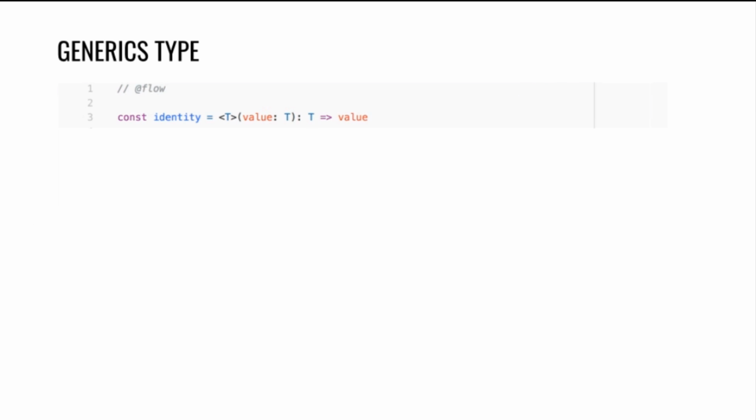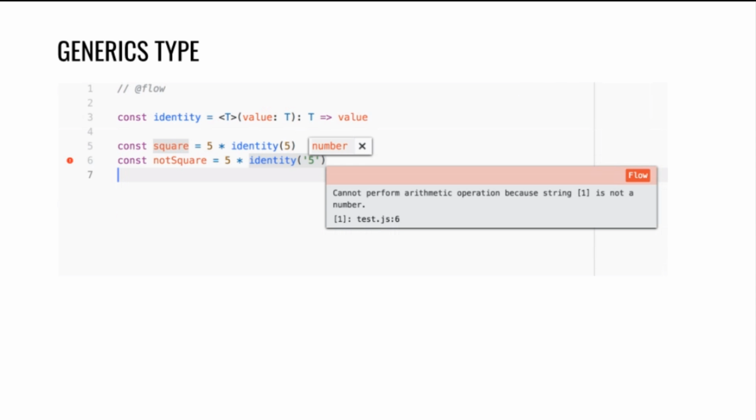So in this case, as you can see, in the first case, I'm passing a number, it returns a number, everything is good. Second case, I'm passing a string, and I'm multiplying a string by a number, it makes no sense, so Flow tells me I'm an idiot, so please fix it. So that's pretty much the basic level of generics.